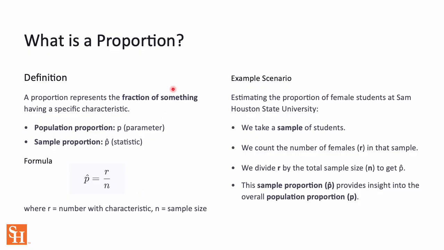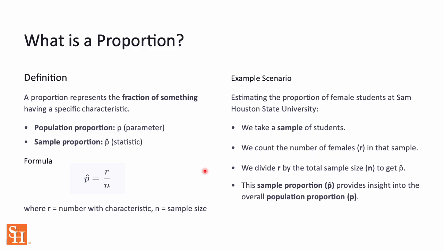So what is proportion? Proportion represents the fraction of something with a desired quality or characteristic. We denote the population proportion by P, and the sample proportion is denoted by P hat. The formula for the proportion is R over N, where R is the count of the specific characteristic that something should have, and N is the sample size.